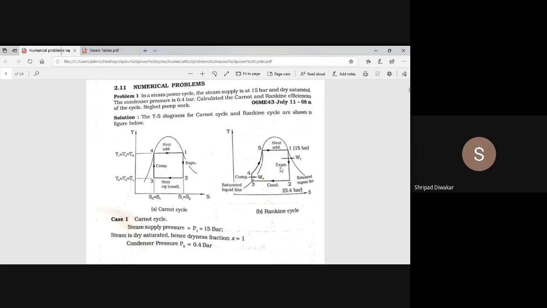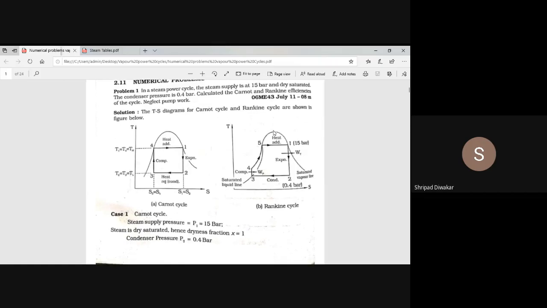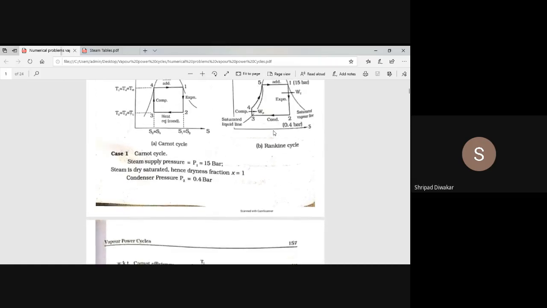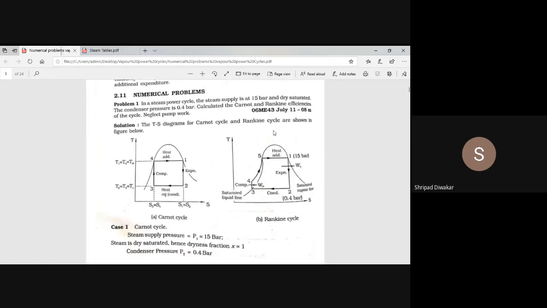These are the two values given, and the condition of the steam is dry saturated. Dry saturated means X is exactly 1. How to find out the Carnot cycle efficiency? Okay, first you have to write the given data. P1 is 15 bar, P2 is 0.4 bar, and X is 1.